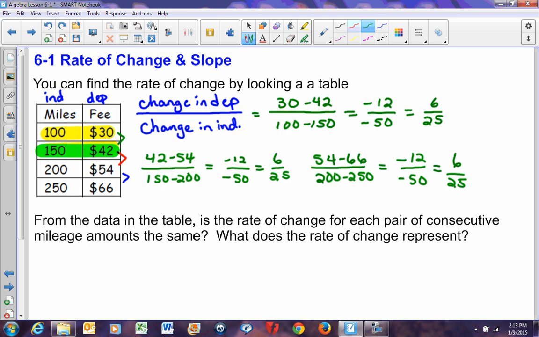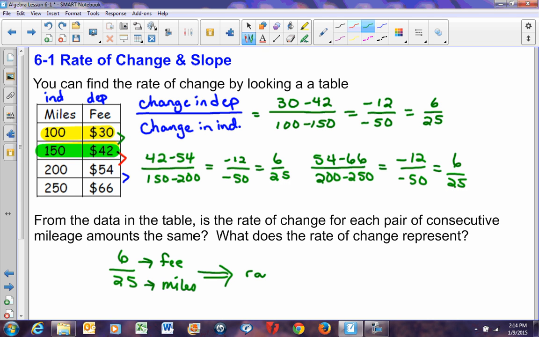That's what this question is asking us. From the data in the table, is the rate of change for each pair of consecutive mileage amounts the same? Yes, it is. It's 6/25. So our rate of change is 6/25. But what does this 6/25 mean? Well, the 6 stands for the fee, and the 25 stands for the miles. So essentially what this means is the fee will be $6 for every 25 miles.